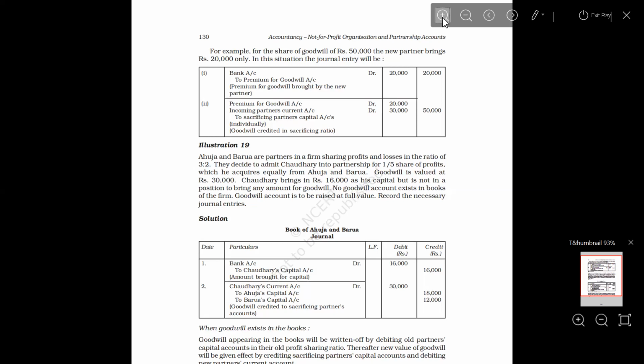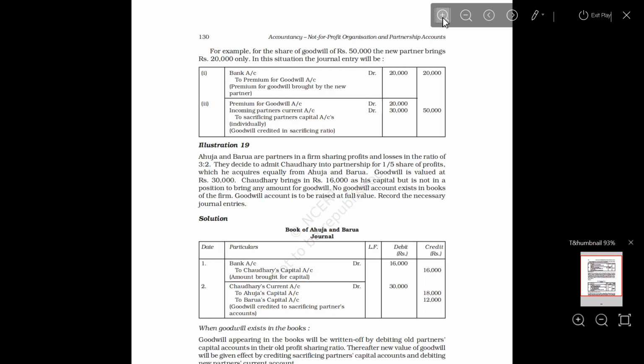Now, the total firm's goodwill they have given. So we have to share this goodwill amount by their sacrificing ratio. Listen, the goodwill is valued at rupees 30,000. Chowdhury brings only 16,000 as his capital, but is not in a position to bring any amount for goodwill. He doesn't bring any amount for goodwill.